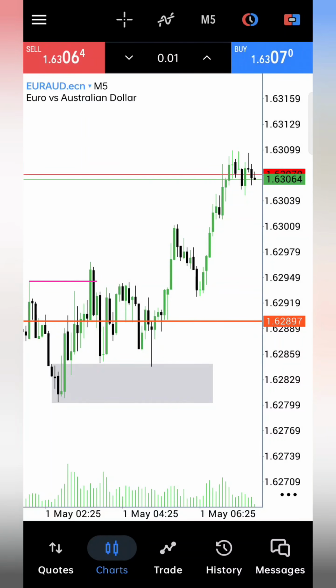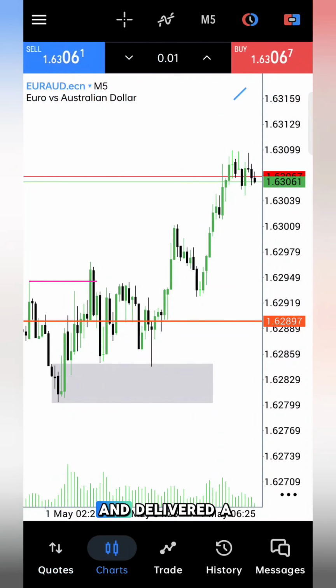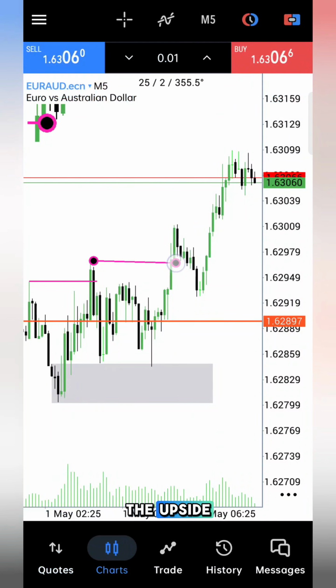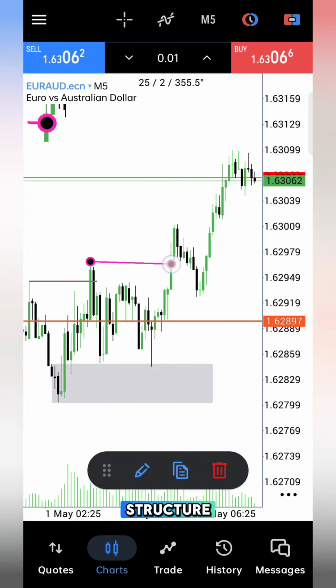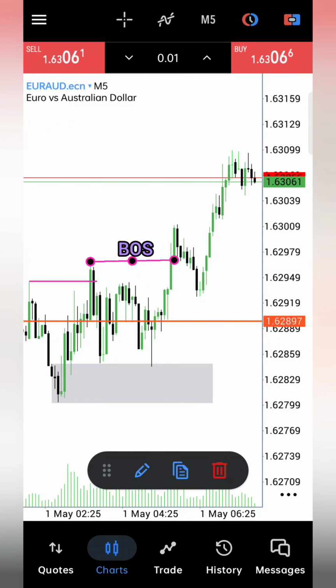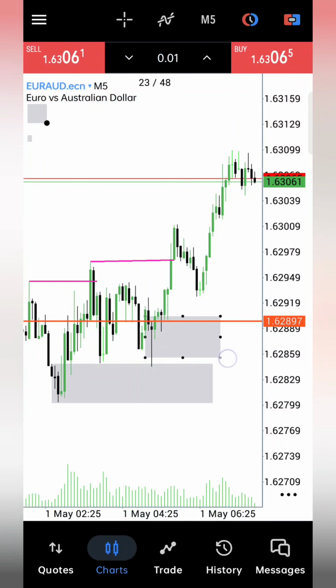And as expected, price retraced into it, respected the level, and delivered a bullish move to the upside. And from this point, price has continued its momentum by breaking structure again, confirming a break of structure and reinforcing the bullish market continuation. A break of structure, BOS, confirms trend continuation, especially after a valid change of character.